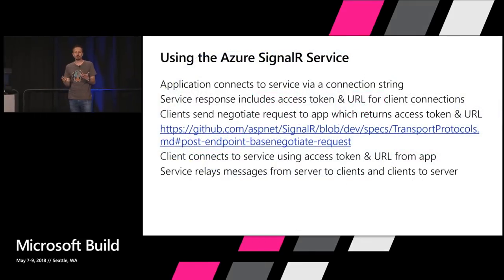So to use it, all you really need to do is get a connection string from the portal, your app connects to it, it gets an access token and a URL. You send that down to your clients when they render the page, and then the SignalR client in the JavaScript takes the access token and the URL and uses that to connect to the endpoint of the Azure service, and then it all just magically works together. It even uses part of the protocol that we talked about before, the transport protocol, which enables the server to redirect using that URL there. You can read about that.